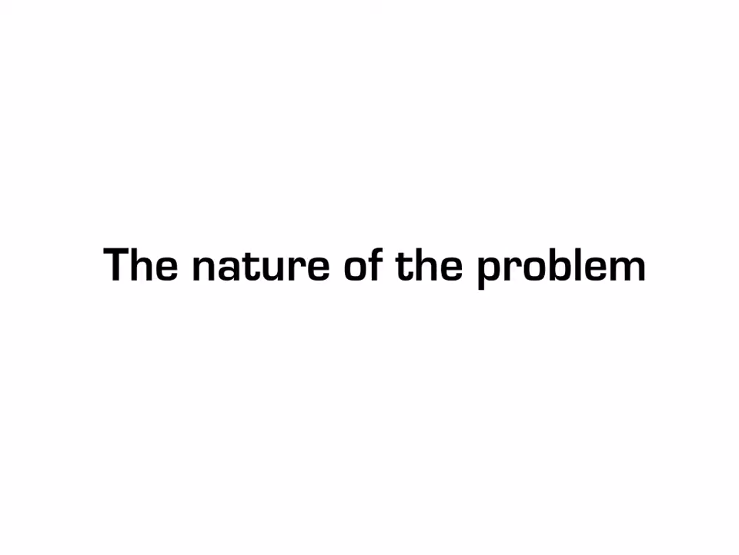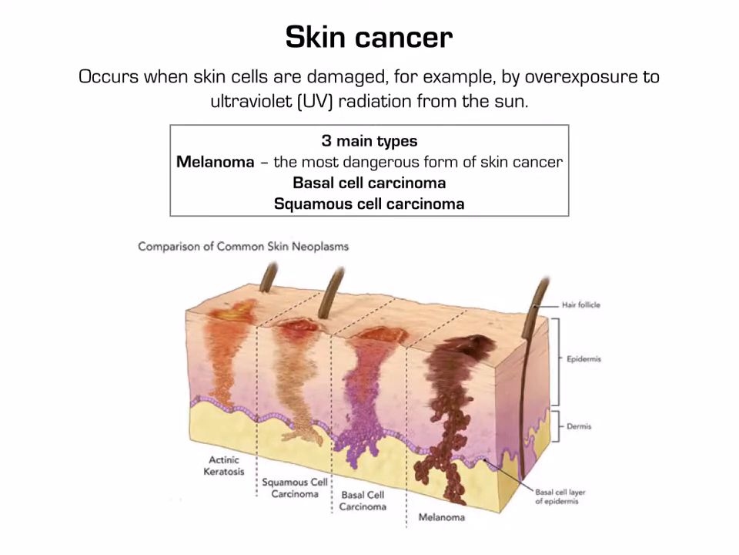With regard to the nature of the problem, skin cancer occurs when skin cells are damaged, for example by overexposure to ultraviolet radiation from the sun. There are three main types of skin cancer: melanoma, which is the most dangerous form of skin cancer but also the least common, basal cell carcinoma, and squamous cell carcinoma.